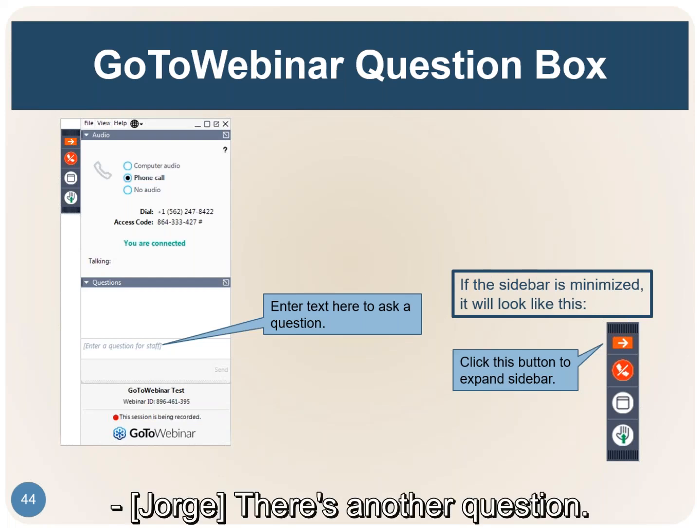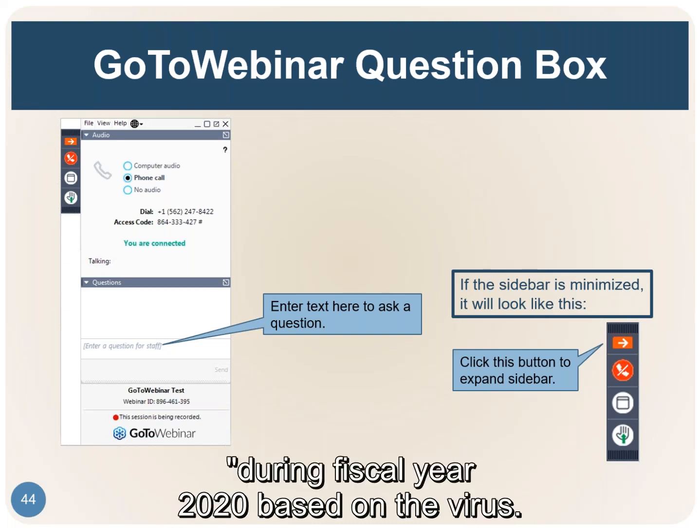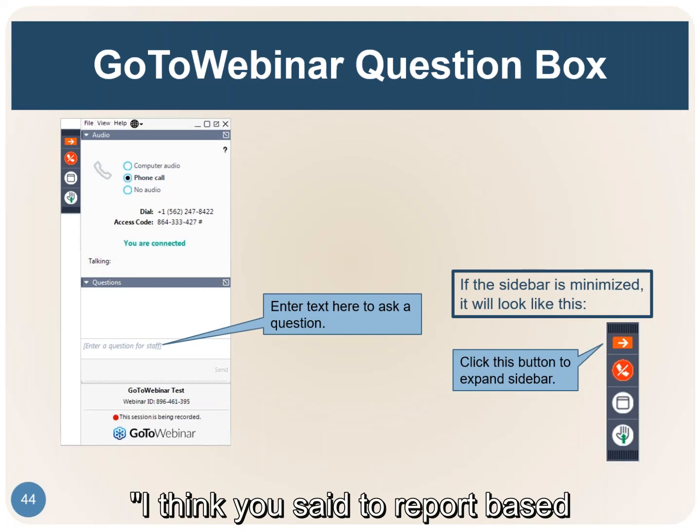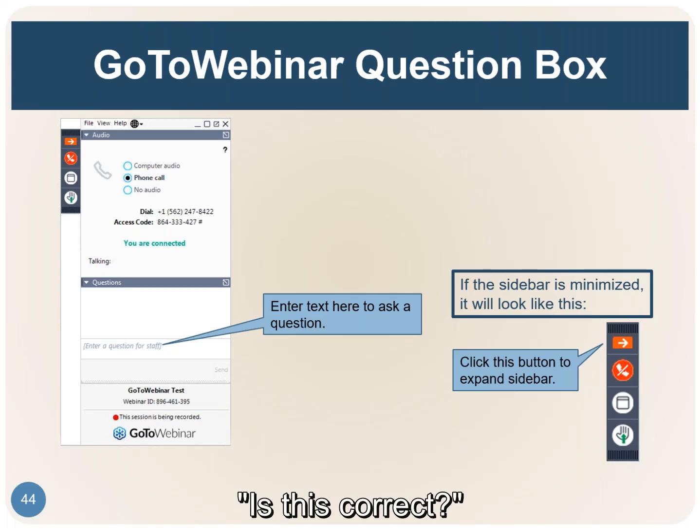There's another question. Do income criteria change during fiscal year 2020 based on the virus? I think you said to report based on the criteria used at the beginning of the fiscal year. Is this correct?